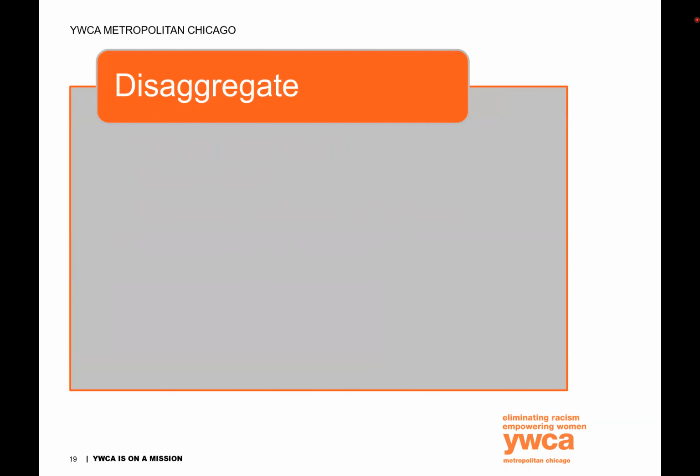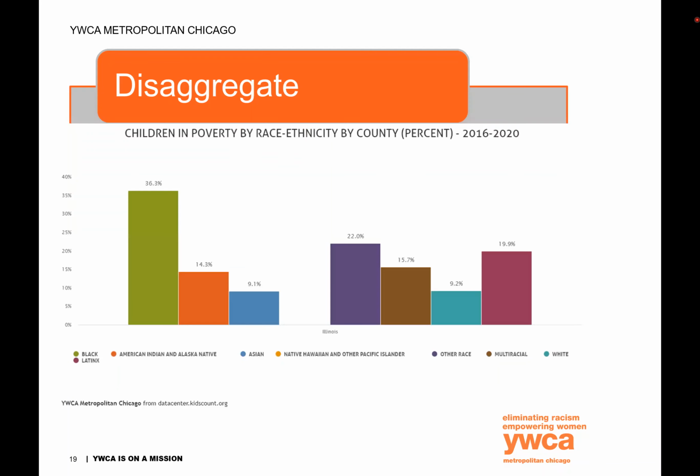The next step is even more important. We need to disaggregate the data, which means to break down the data into groups by a characteristic, such as gender, race, ethnicity, and/or age group. Building on our example, we would want to know, has poverty reduced for all children at the same rate? Let's take a look.